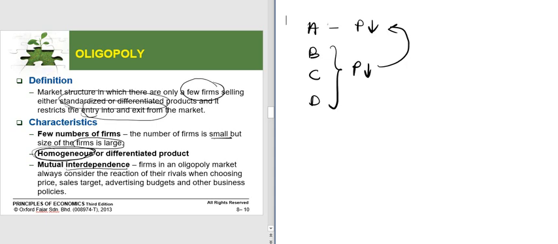If let's say firm A comes out with their own advertisement, what firm B, firm C and firm D will do is they will also come up with their own advertisement. So that is an example of mutual interdependence. They will always look at what their competitors do in the market.